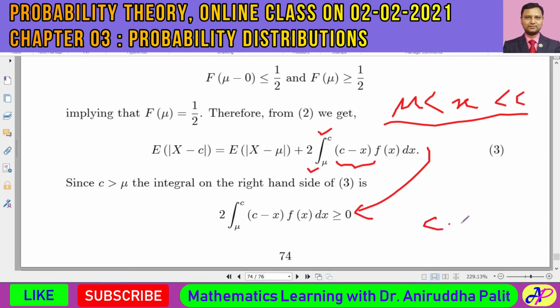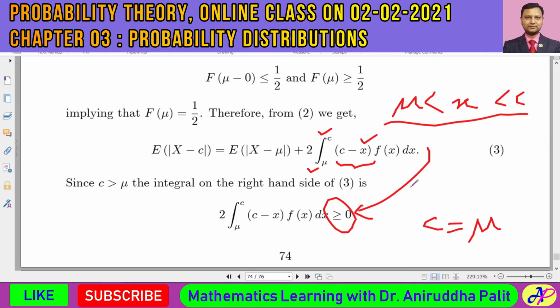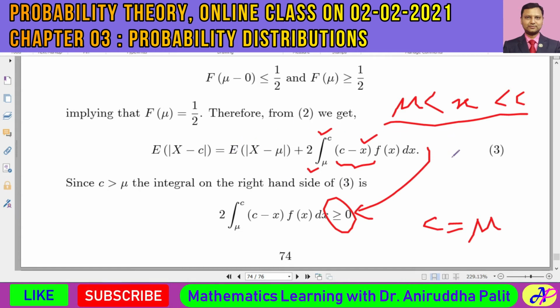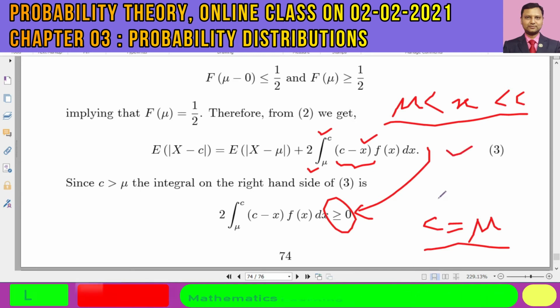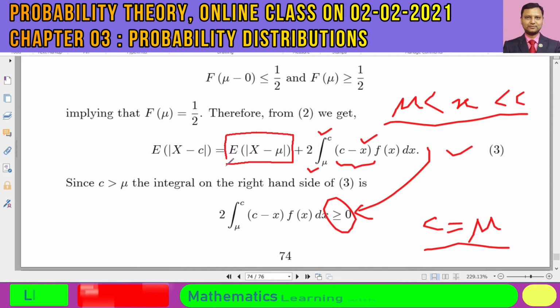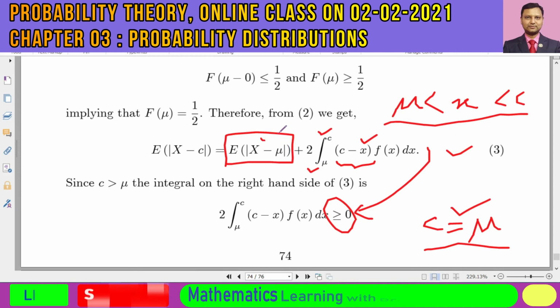That means when c is equal to mu, this value becomes 0. Whenever this value becomes 0, then only the value of this total right hand side expression becomes minimum. Otherwise, this is greater than the expectation of modulus of x minus mu. This is actually the minimum value that is achieved whenever c becomes equal to mu.